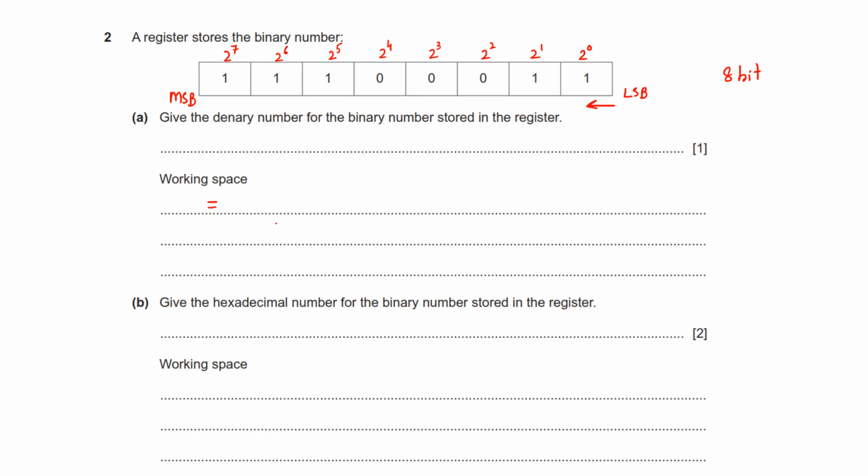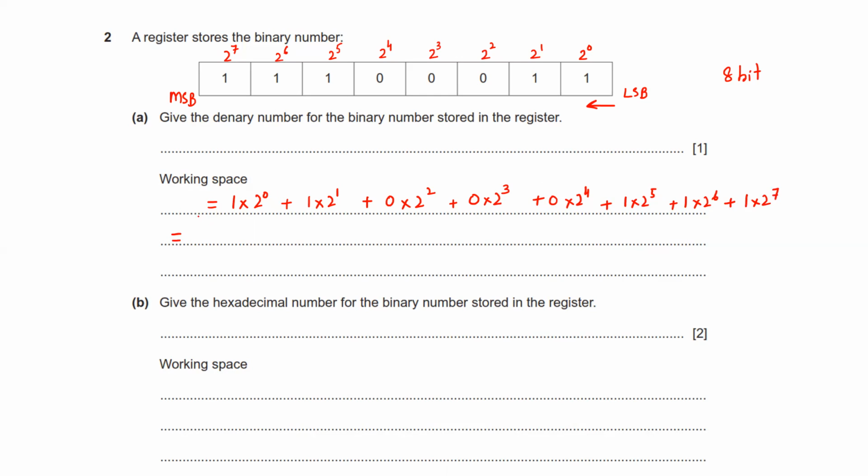in our working, 1 multiplied by 2 to power 0. This is my 2 to power 0 multiplied by 1. Then for the second digit, again, I have a 1 and I multiply it by the base 2 to power 1. Then I have a 0 and I multiply 0 by 2 to power 2. Then I have 0 again multiplied by 2 to power 3. Then I have another 0 multiplied by 2 to power 4. Then I have 1, I multiply with 2 to power 5. Then I have again 1, 2 to power 6. And then I have another 1 multiplied by 2 to power 7.